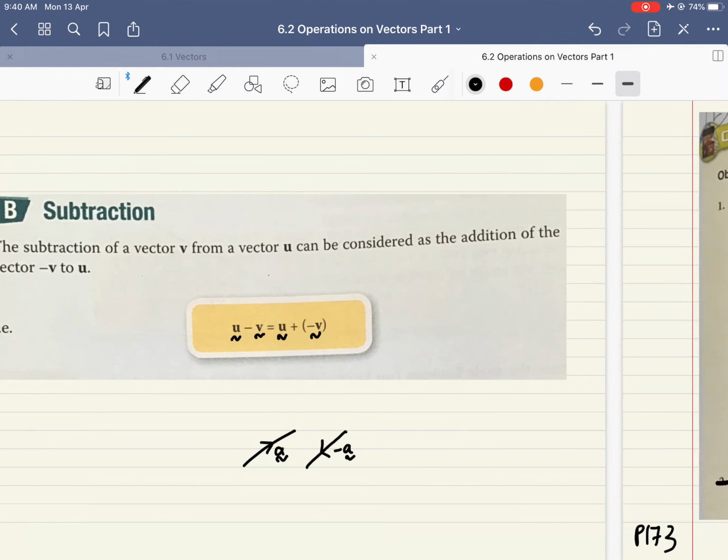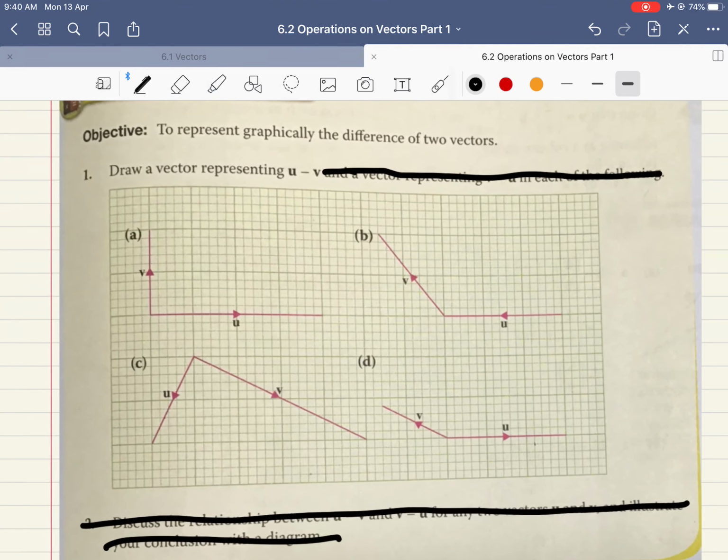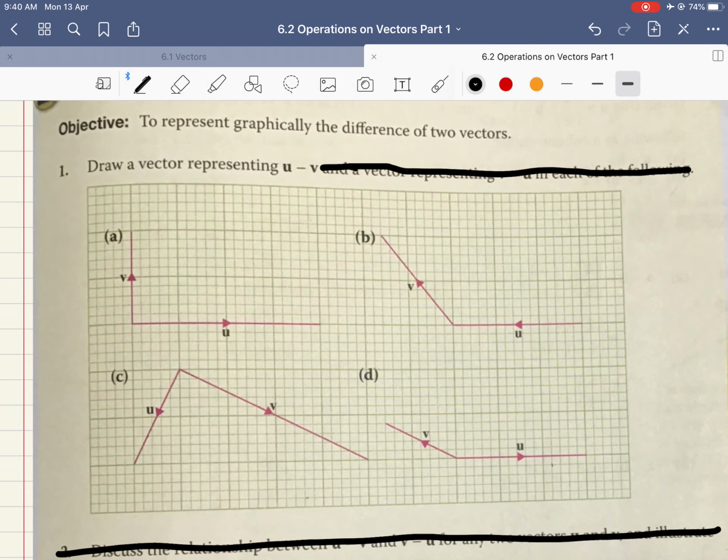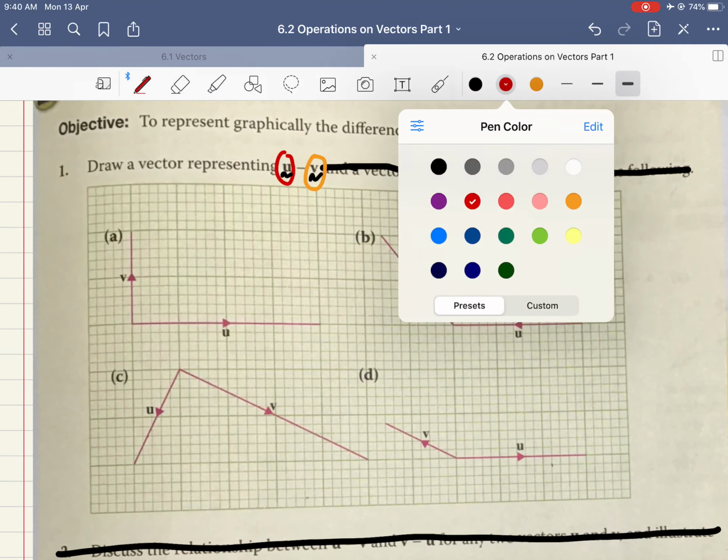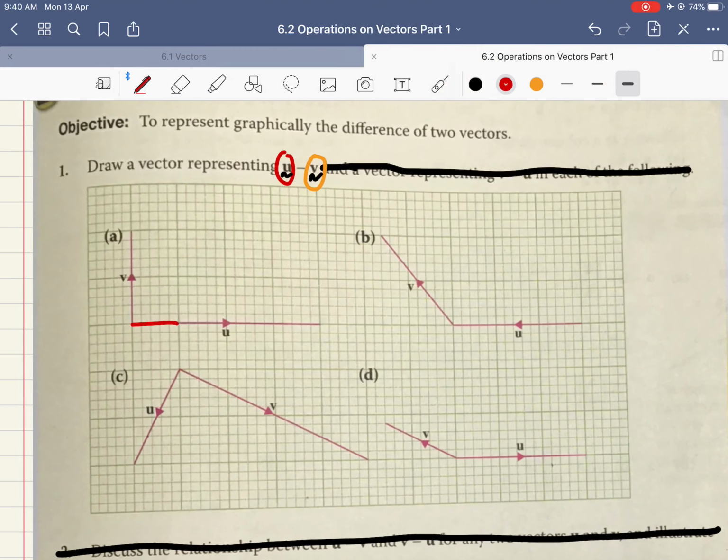To make this point clearer to you, I move on to page 173. Now they say, can you draw a vector representing u minus v? So I'll just do part A for you first. Vector u, I will draw it in red, and vector v, I'll draw it in orange. So now I'm doing part A. Vector u is simple enough. Vector u is down here.